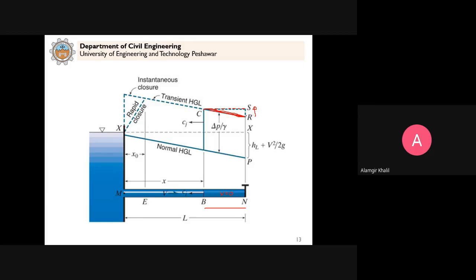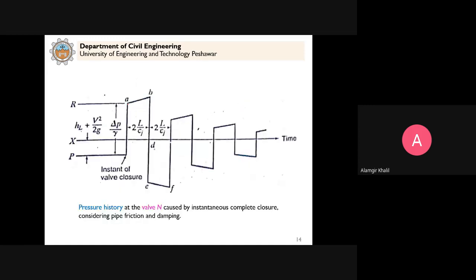Clear? So this increase in pressure, it is written in your book, is also verified by tests, the tests that we have conducted on water hammer. So this is also borne out by the tests. Clear? So because of this effect, and if we consider the damping, which is the decrease in amplitude of the wave, this is for the real case. So that's why instead of horizontal, it is shown as sloping up.